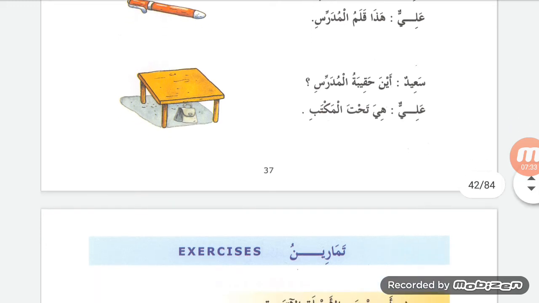Ali says, Hadha qalamul mudarrisi, this is the pen of the teacher. Qalam here is mudaf, al-mudarris is mudaf ilayh. And qalam, the item that is possessed, will not begin with alif lam. Mudaf ilayh can begin with alif lam. Qalamul mudarrisi. The final letter of the mudaf ilayh will generally have a kasra. So mudarrisi, qalamul mudarrisi, pen of the teacher. This is the pen of the teacher.